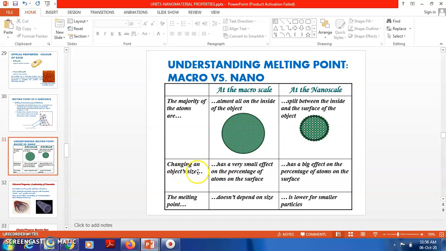Changing the size of a macro object has a very small effect on the percentage of atoms on the surface. Here, inside atoms are very many, so surface atoms are very few. But for the nano object, size has a big effect on the percentage of atoms on the surface, since more atoms are available on the outer surface. The melting point depends on the size. The melting point is lower for a smaller particle. When the size is small, it has a lower melting point.